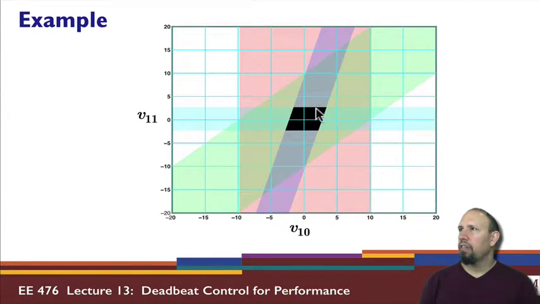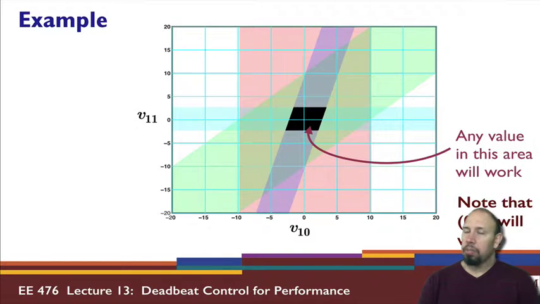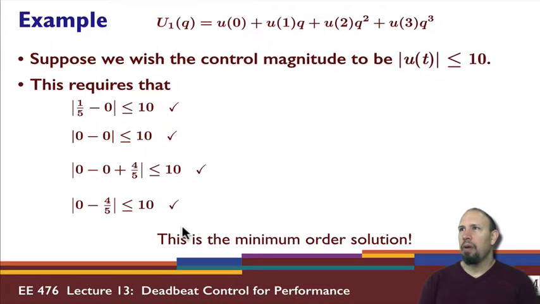Here is the region we're looking for, the values that will satisfy all the inequalities. And so it's this area that we're looking for, and any value in this area will work. In this particular case, notice that 0, 0 is a value that's in that region. So in this case, the minimum order solution will actually work in this particular problem. I just happened to find one that was that way. So if I plug in 0, 0, this is how the inequalities play out, and in fact they're all satisfied. So the minimum order solution actually works.